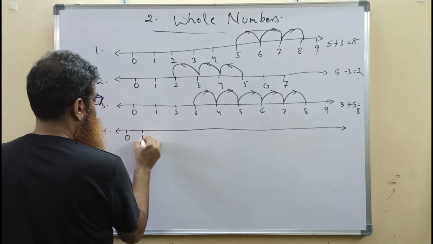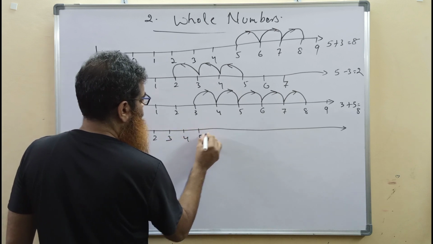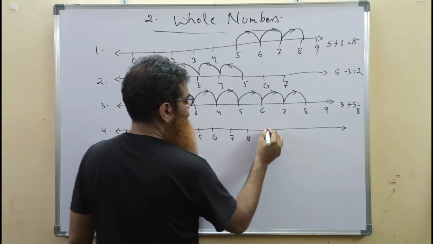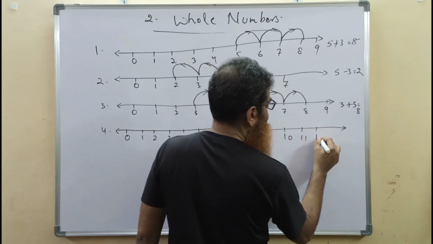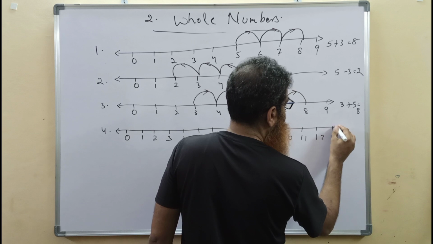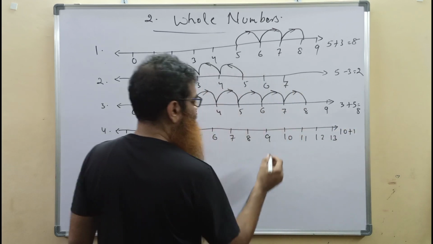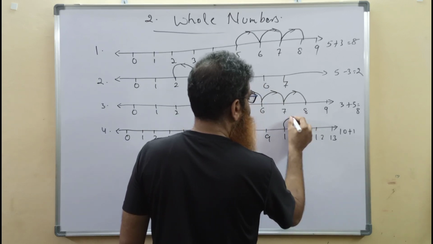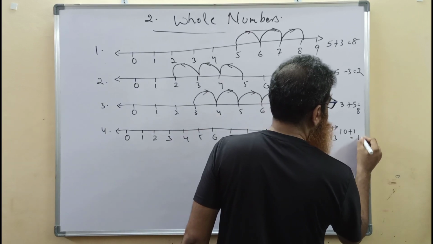0, 1, 2, 3, 4, 5, 6, 7, 8, 9, 10, 11, 12, 13. We are going to check what is 10 plus 1. Beginning from 10, we are jumping only one number as we are adding 1 to 10. So 10 plus 1 is equal to 11.